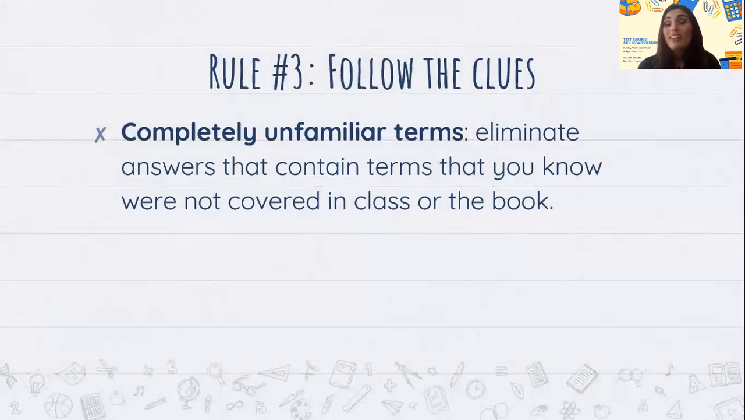Completely unfamiliar terms is another way that you could be thrown off on a multiple choice test. If you see an answer that contains a word that you have never seen in your life, you've read the book, you've gone through your notes, you went to all the lectures, you've looked through all the PowerPoints, and you know for a fact that your professor never went over this term before, it is completely unfamiliar to you. That's a distraction that's trying to distract you. Eliminate it. If it wasn't covered in class or in the book, then that's not going to be the answer to the question.